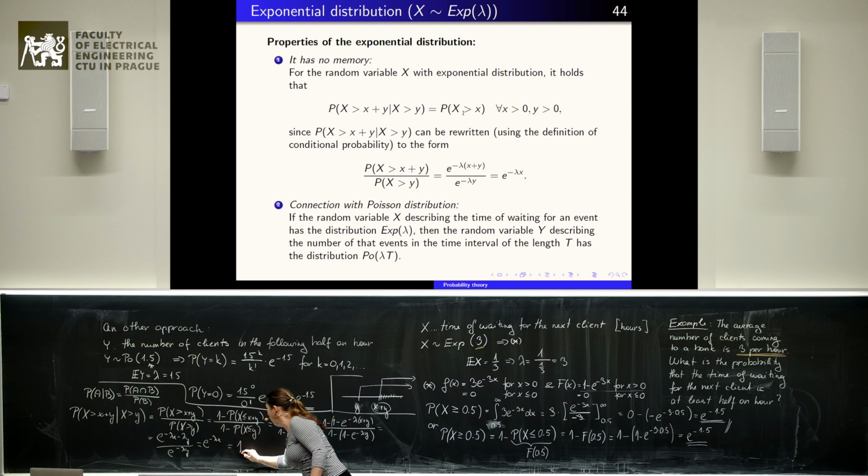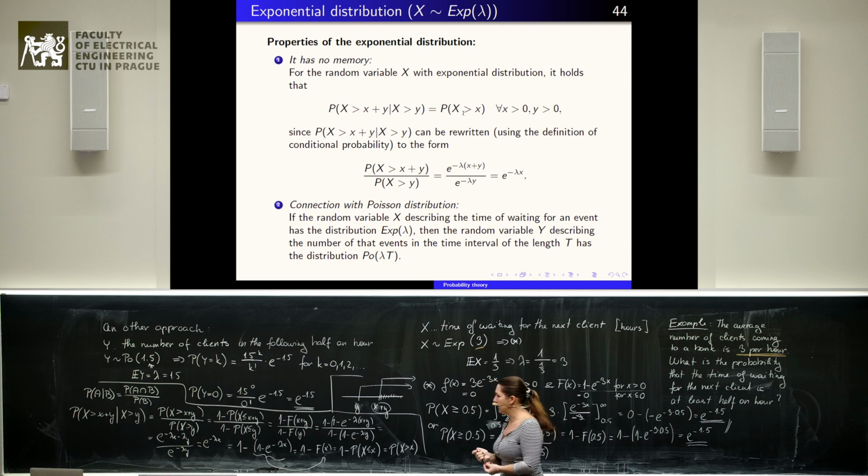And it is 1 minus e to the power of minus lambda x, which is 1 minus the distribution function in x. So it is 1 minus the probability that the time of waiting is less or equal to x, and it is really the probability that x is greater than x. So it is quite an easy proof of the first property, saying that there is no memory in this exponential distribution. So it means that the time of waiting for the next event is totally independent of the time of waiting till now.